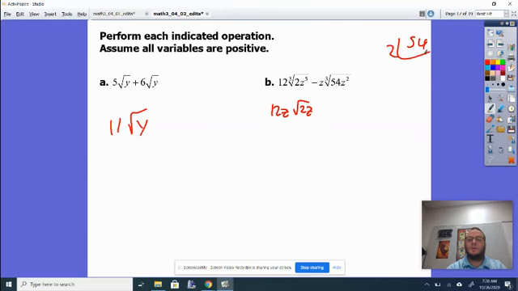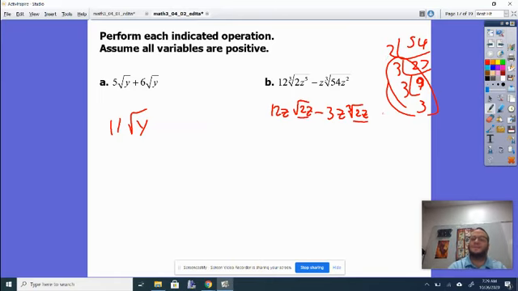54, I think we did earlier. It was going to be 2, 27, 3, 9, 3, and then 3. So I can pull 3 out. Can't really pull any z's out. And I'm left with a 2z. So now my bases are the same, so I can subtract these. So I'm going to have 12z minus 3z, so I'm going to have 9z square root of 2z.